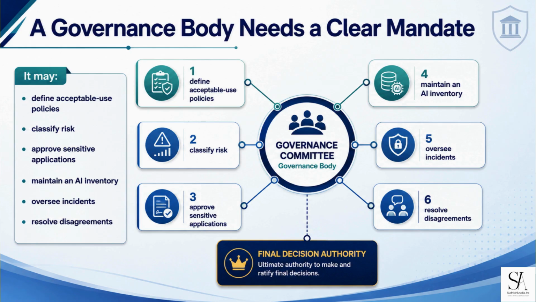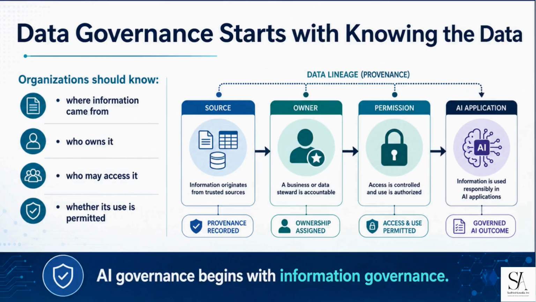Poorly governed data can produce unreliable AI outputs even when the model itself performs well. Compliance requirements must be considered alongside data governance. Different industries and jurisdictions may impose different obligations relating to privacy, financial services, healthcare, employment, intellectual property, consumer protection, or record keeping. The relevant controls, therefore, depend on the use case rather than on generative AI in the abstract.